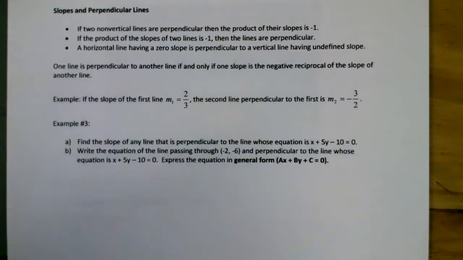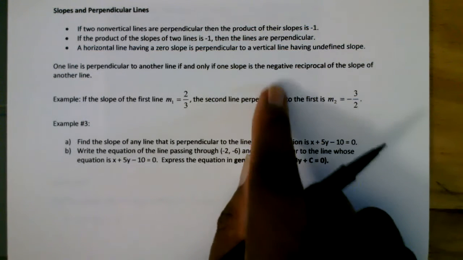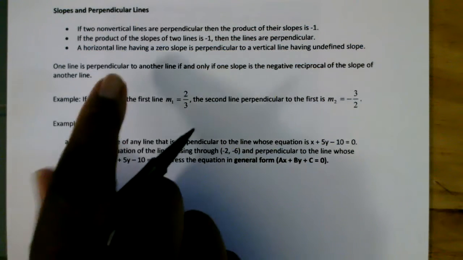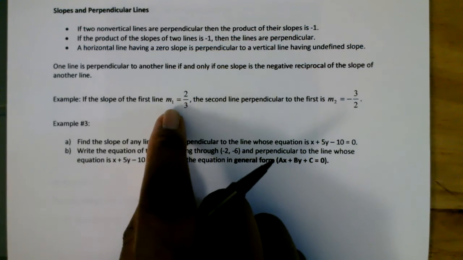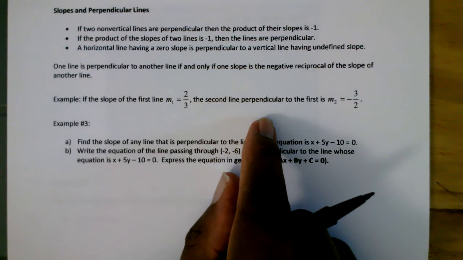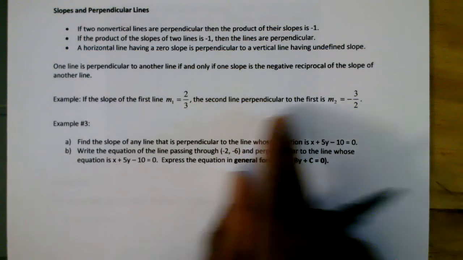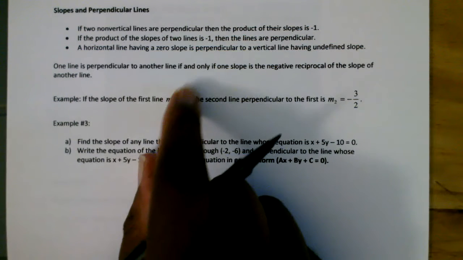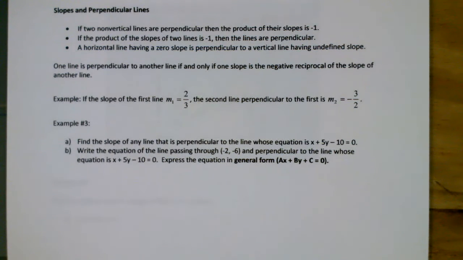One line is perpendicular to another line if and only if one slope is what we call the negative reciprocal of the slope of the other line. Here's an example of that. If the first line has a slope of 2/3, the second line that's perpendicular to the first would be -3/2. We just take the reciprocal and change the sign to the opposite.